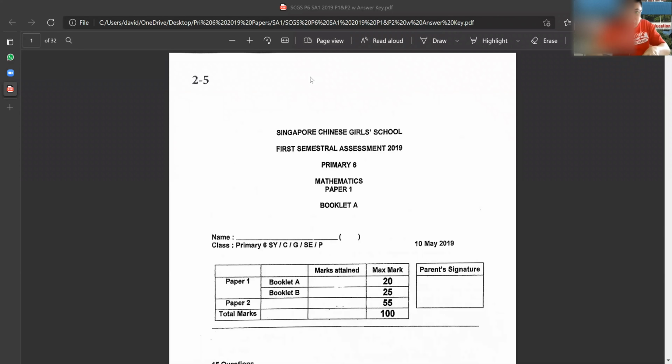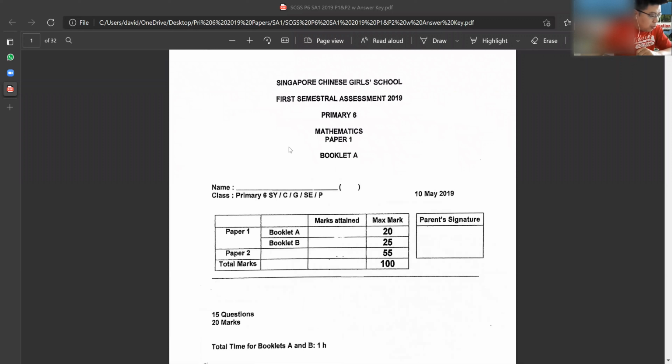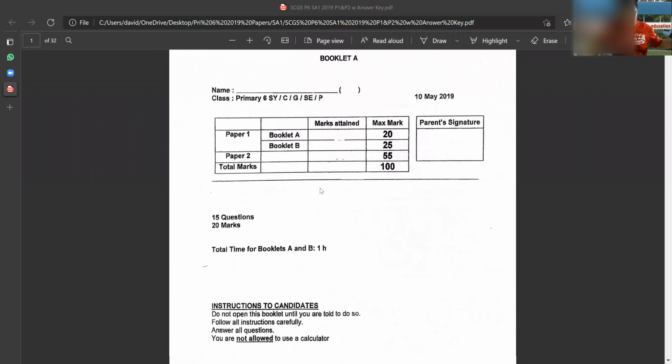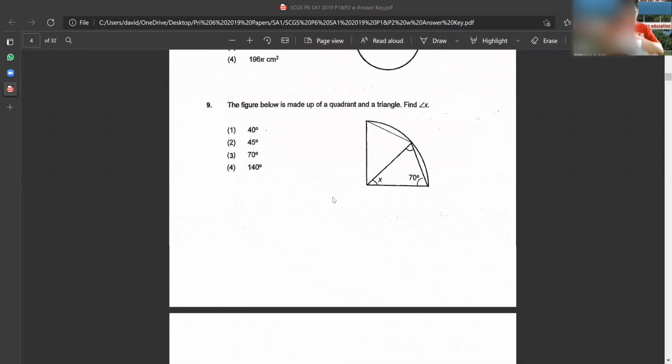Okay, this paper is taken from Singapore Chinese Girls School, 2019, SA1, 10/6. So I'll only be going through the questions that you have asked me. Okay, paper 1, booklet B, question 20. Let me scroll down. So the MCQ, all no problem. Let me see question 20.